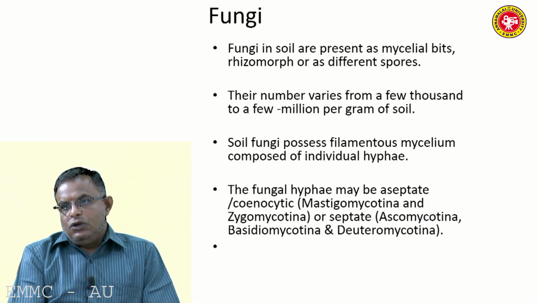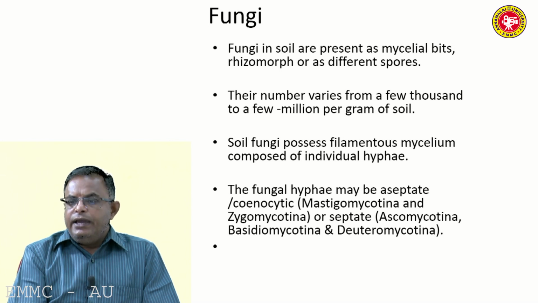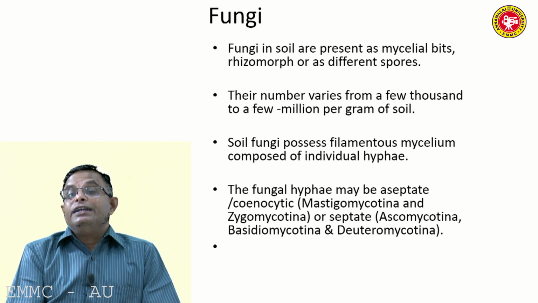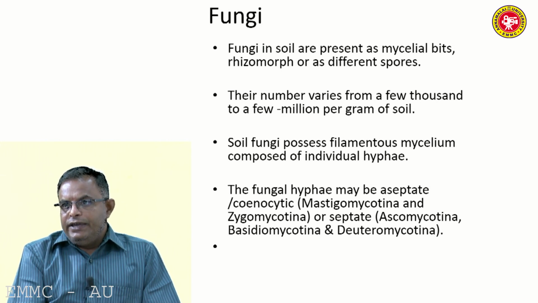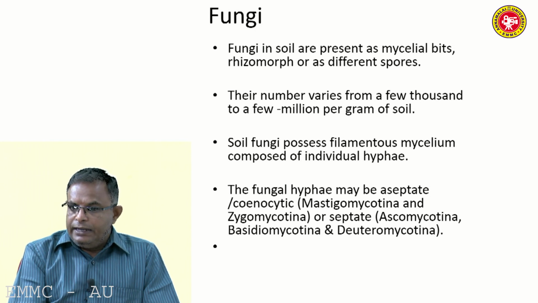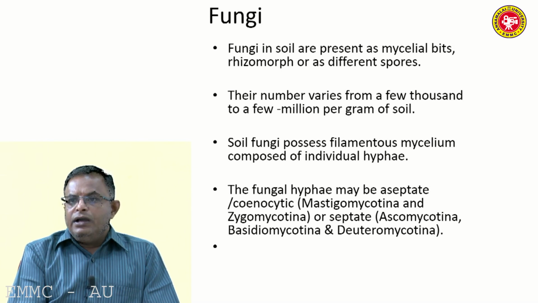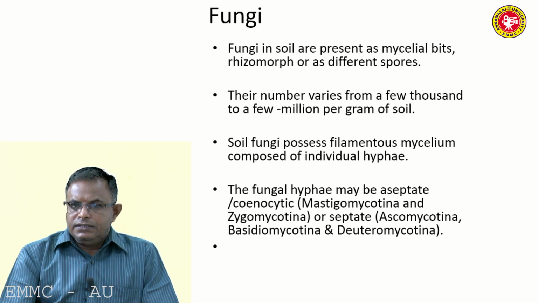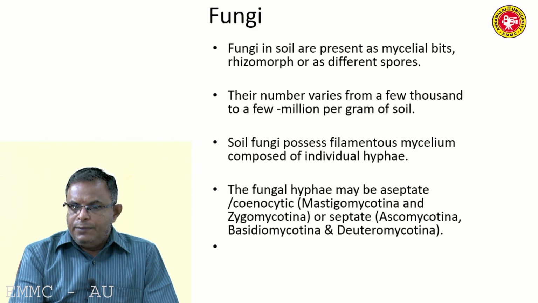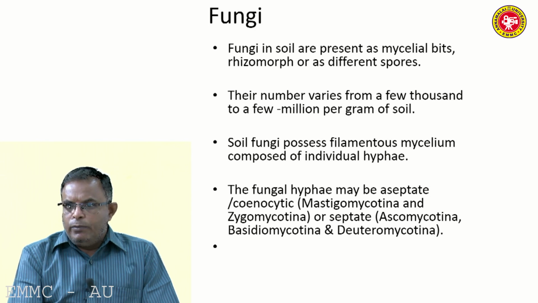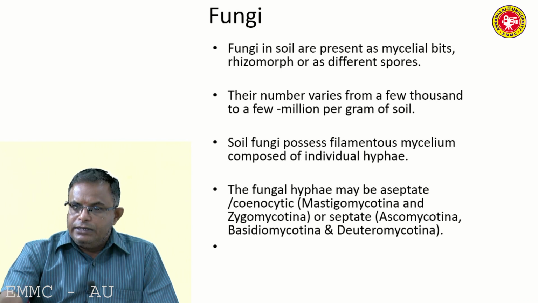The next organism is fungi. Fungi in soil are present in mycelial beds, rhizomorphs or as different spores. Their number varies from a few thousand to a few milligrams per gram of soil. They possess filamentous mycelium, which is composed of individual hyphae. The fungal hyphae may be aseptate or septate. Examples of aseptate fungi are Mastigomycotina and Zygomycotina, and examples of septate hyphae are Ascomycotina, Basidiomycotina and Deuteromycotina.